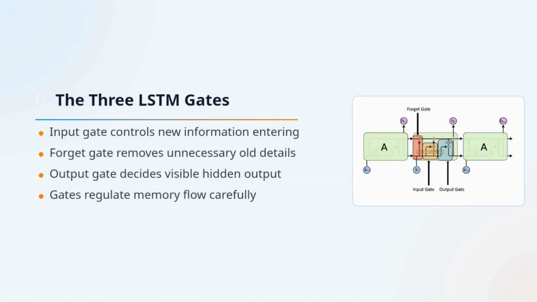The power of LSTM comes from its gates, which control what should be stored, removed, and shown. There are three main gates: input gate, forget gate, and output gate. Together, they manage the cell state, which acts like long-term memory. This gate-based control is the reason LSTM can handle longer dependencies much better than a simple RNN.